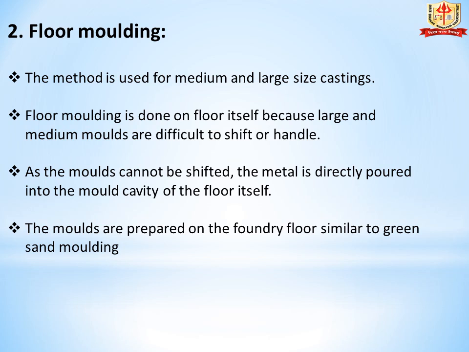Next type of molding process is floor molding. First point, the method is used for medium and large size casting. Second point, floor molding is done on the floor itself because large and medium molds are difficult to shift or handle. Point number 3, as the mold cannot be shifted, the metal is directly poured into the mold cavity on the floor itself. Point number 4, the molds are prepared on the foundry floor similar to green sand molding.